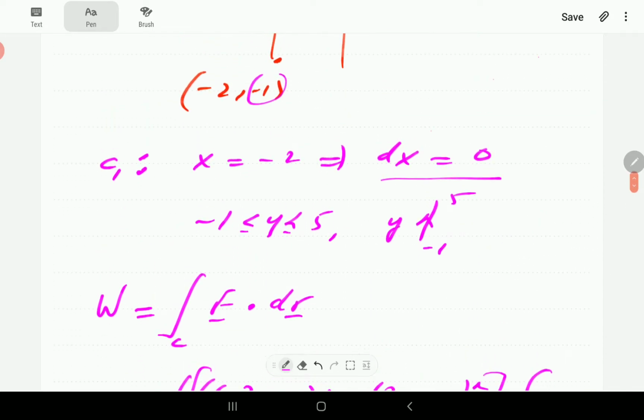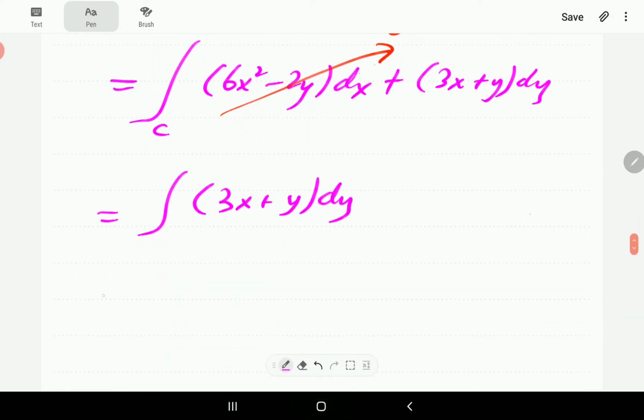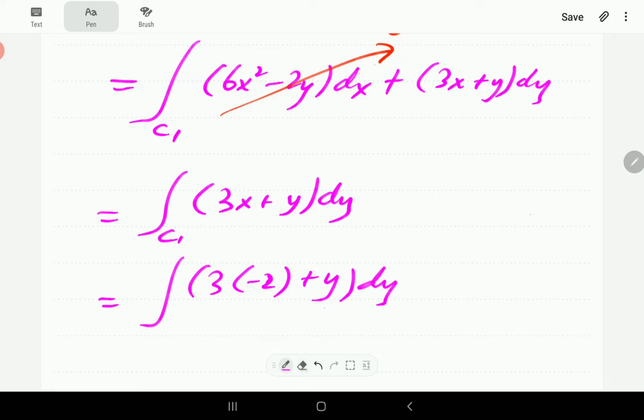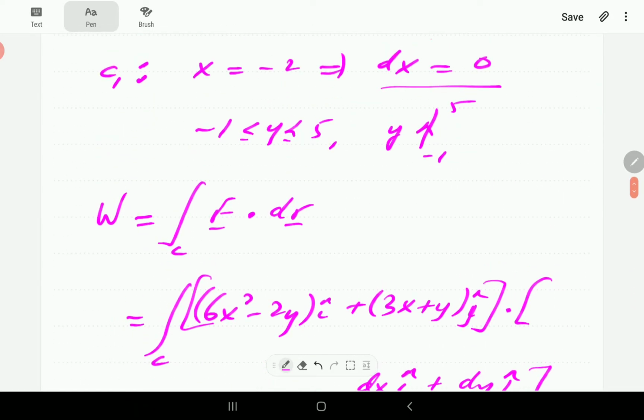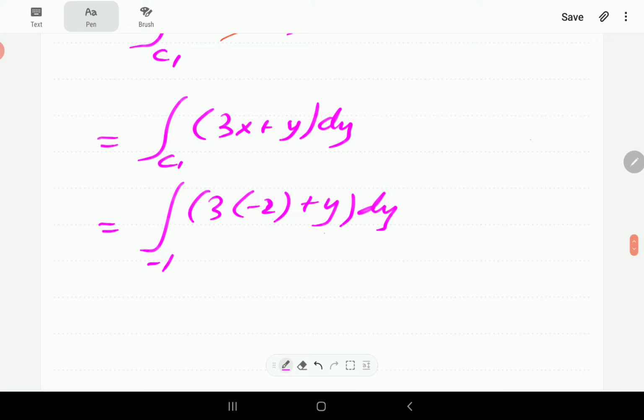So that's the first thing. The second thing, x is -2. So whenever we see x, we can plug in -2. So this is C1 here. So we're going to have 3 times -2 plus y. Now, since this is now just an integral of y, the limits we need are the limits with respect to y, which we obtained there. Y goes from -1 to 5.